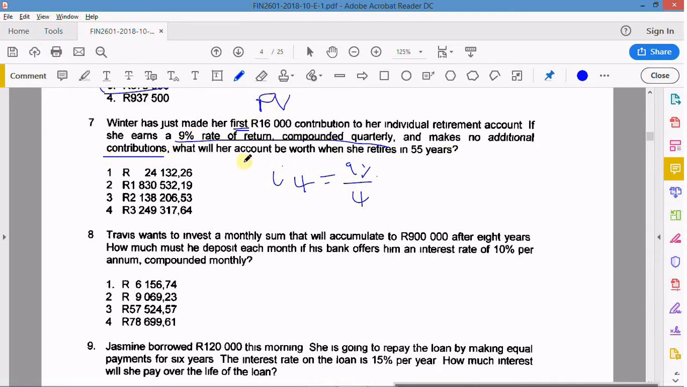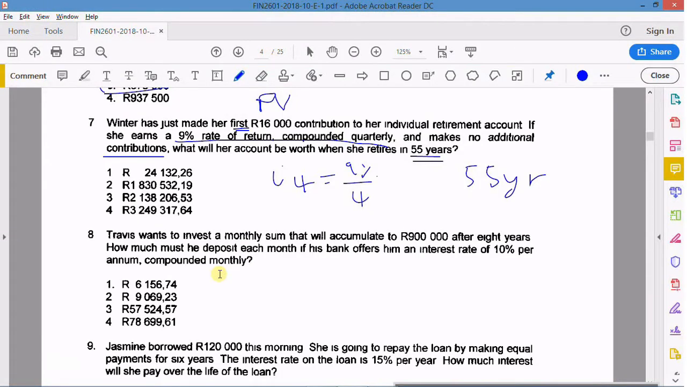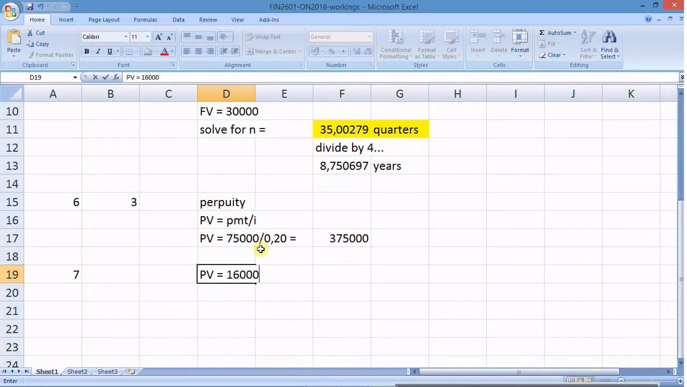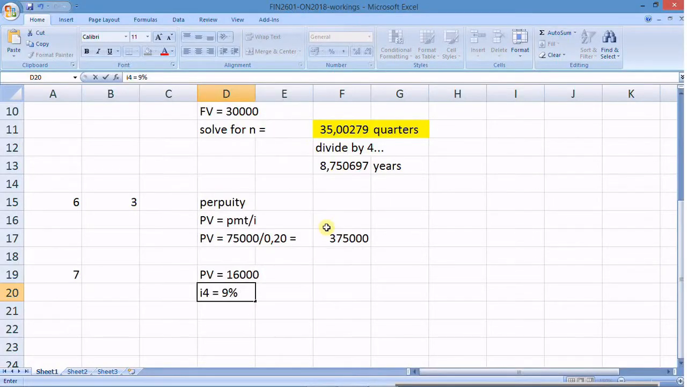What will her account be worth when she retires in 55 years? So we need to look for the FV. But remember we need to keep everything the same. Let's put in the PV. The PV was 16,000. The I was I4, equal to 9% compounded quarterly. It's 9 divided by 4.